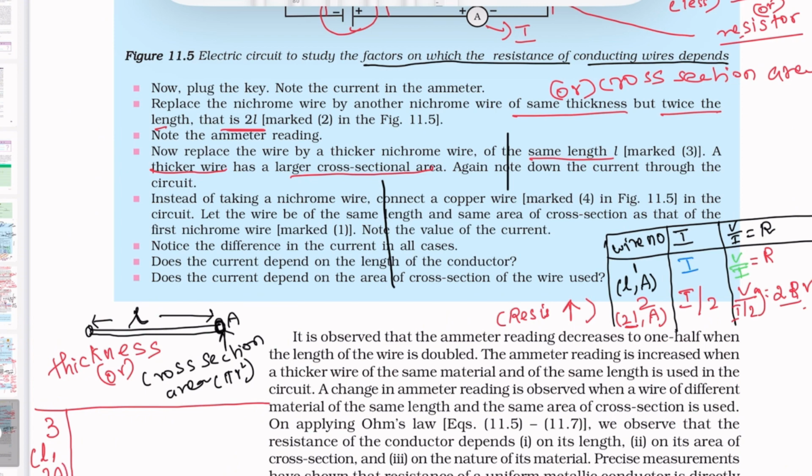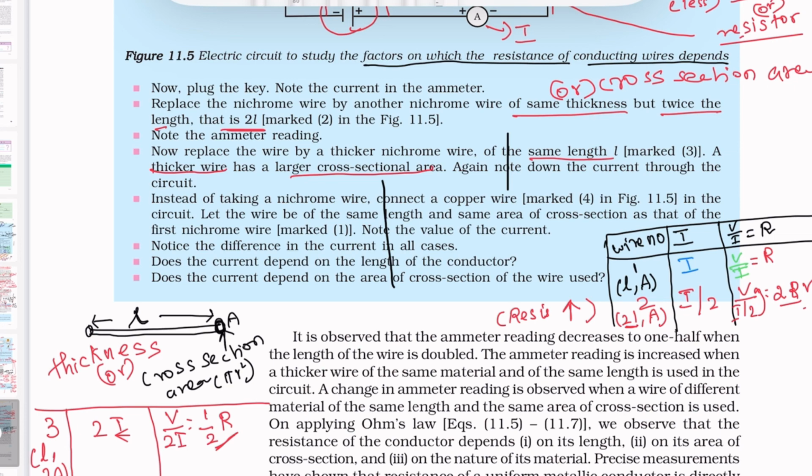Okay, so now what happens here? What will happen to the current? I find the current is doubled. Why? I increased the cross section area, and the current is doubled. But what about the resistance? It was V by 2I. You see, the resistance was halved. It is R by 2. The resistance became halved.